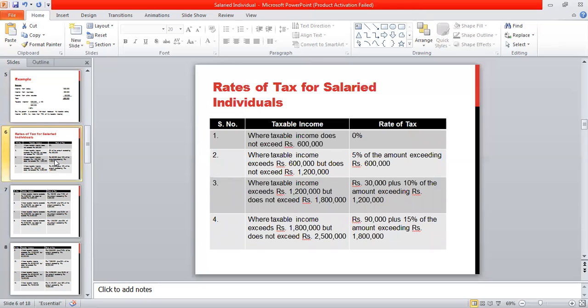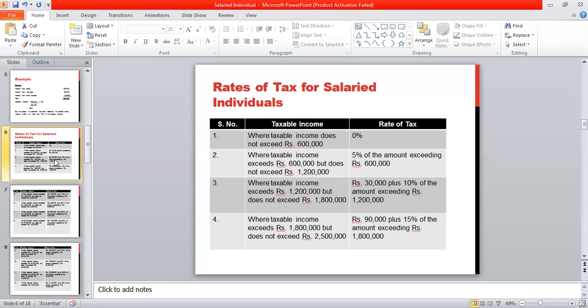Now I am going to discuss rates of tax for salaried individuals. There are basically 12 rates. First one, where taxable income does not exceed rupees 6 lakh. Here the rate of tax is 0%. Rate number 2, where taxable income exceeds rupees 6 lakh but does not exceed rupees 12 lakh. Here 5% of the amount exceeding rupees 6 lakh. When there is an increase in taxable income more than 6 lakh but not more than 12 lakh, we calculate 5% on that amount.